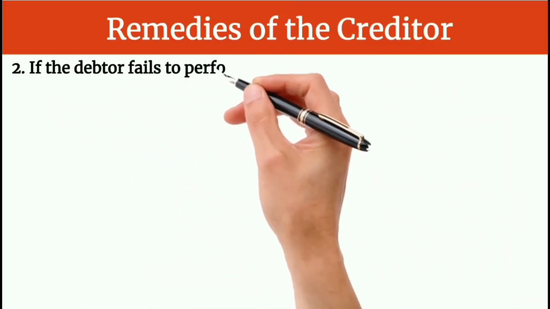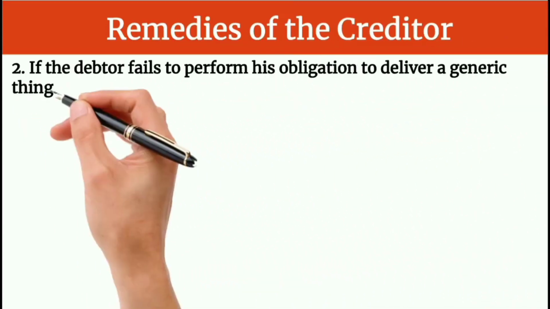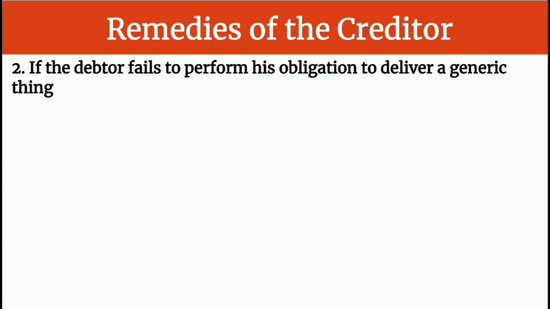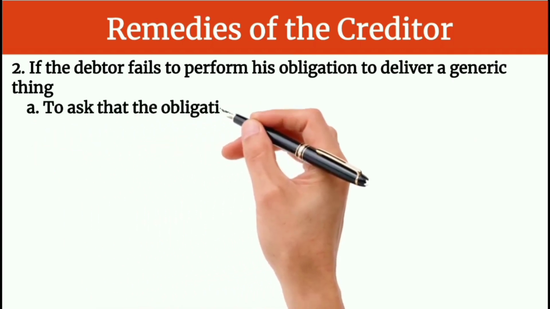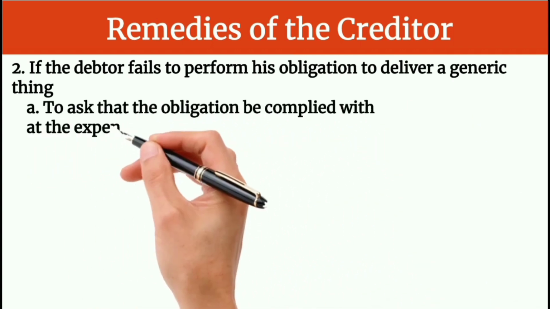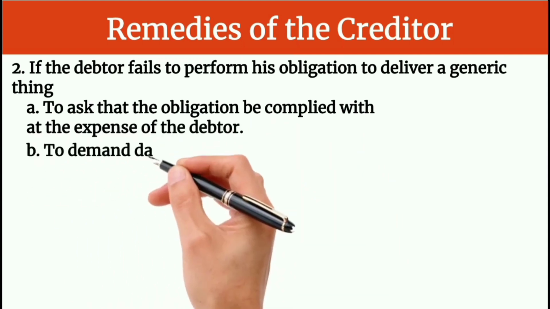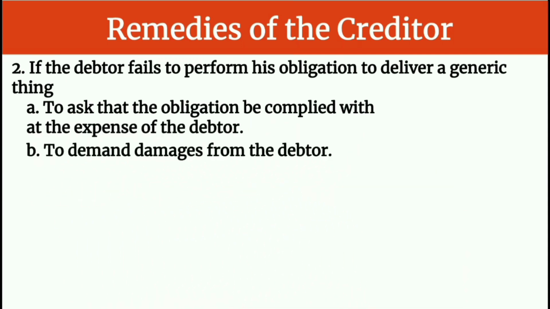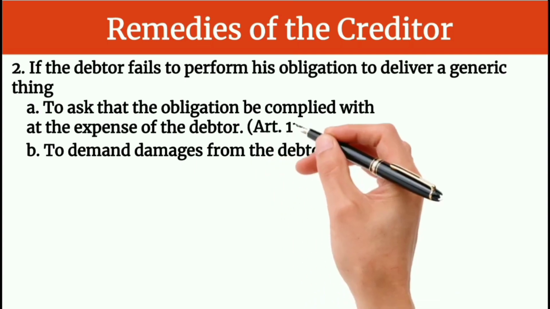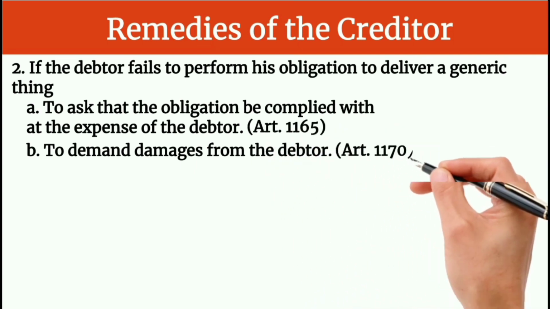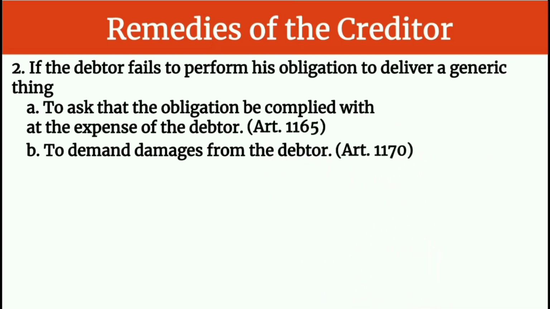Next, if the debtor fails to perform his obligation to deliver a generic thing, the remedies of the creditor are to ask that the obligation be complied with at the expense of the debtor and to demand damages from the debtor. These are Articles 1165 and 1170 respectively. Take note that the thing here is generic thing. Kanina, determinate thing, ngayon naman generic thing.